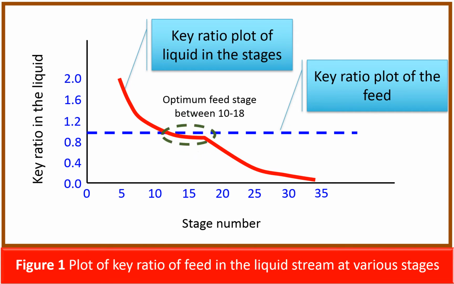Now you can simulate the column and find that the optimum feed location for the lowest reboiler duty is at stage 17. Thus, by optimizing the feed tray, we are able to reduce the reboiler duty and thereby the operating cost.